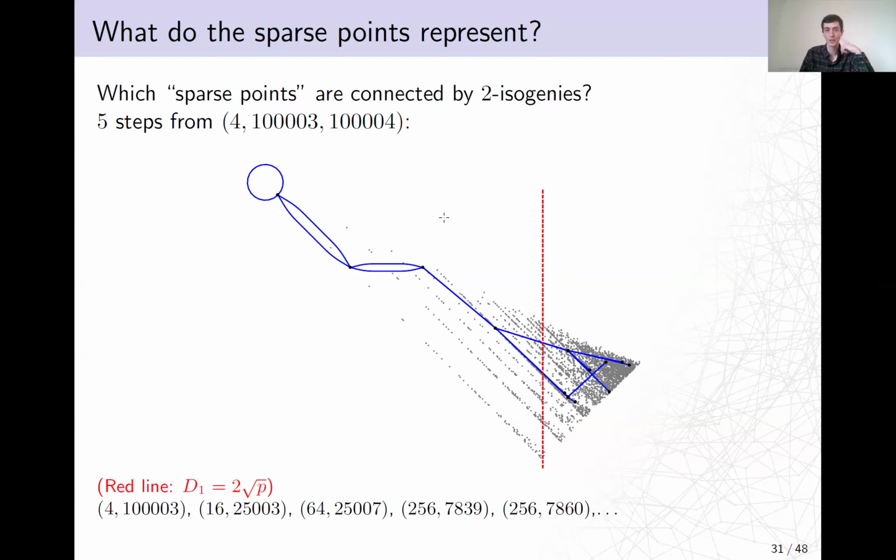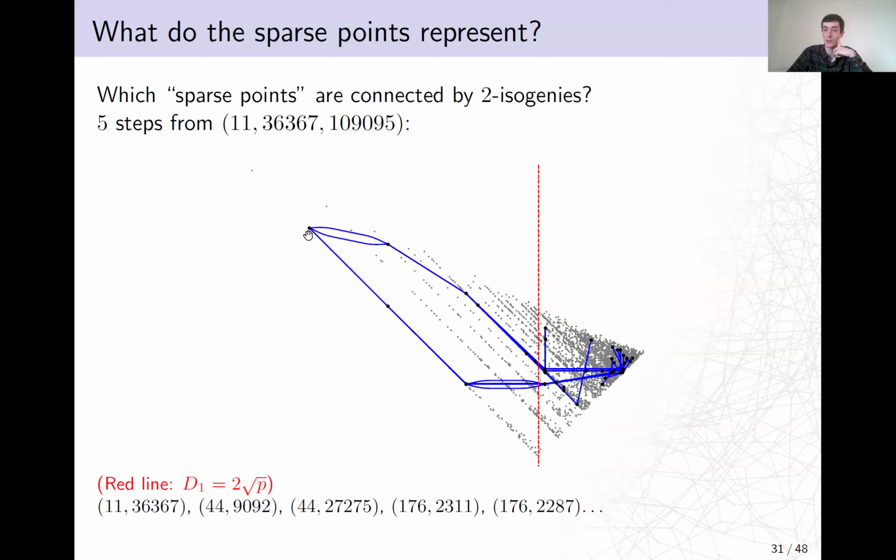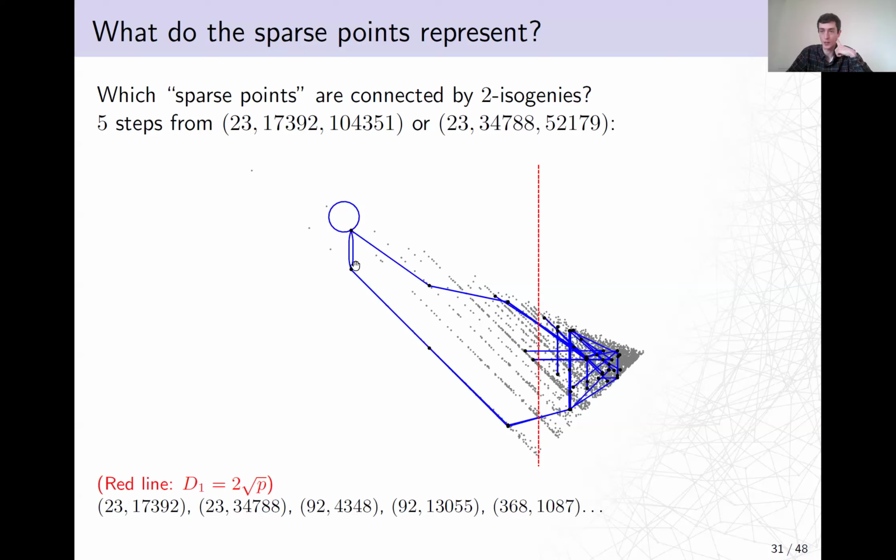We can see the same thing starting from this point with d1 equals 11. Here we have a point with d1 equals 11, and then we reach these 2 points with d1 equals 44, and then these 2 points with d1 equals 16 times 11, which is 176. Here's another example. These are the 2 points with d1 equals 23. One of them has a loop to itself. But then a 2-isogeny takes them to d1 equals 4 times 23. And then another step takes them to 16 times 23, and so on.